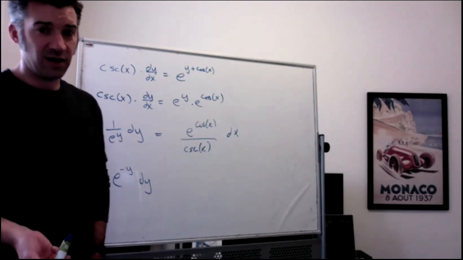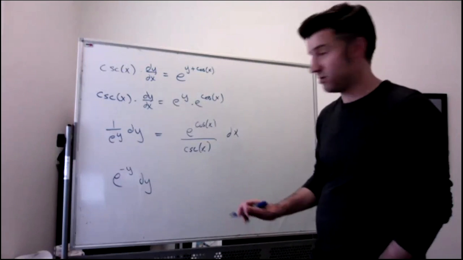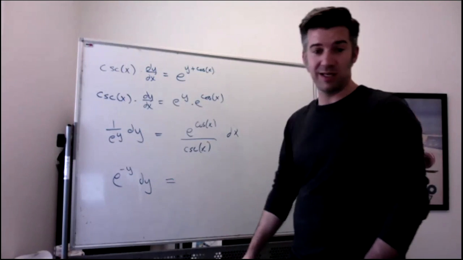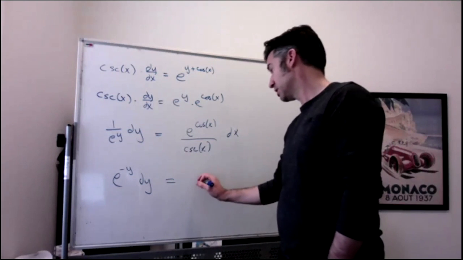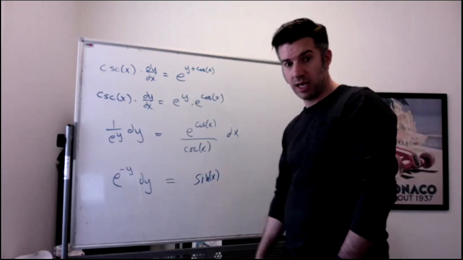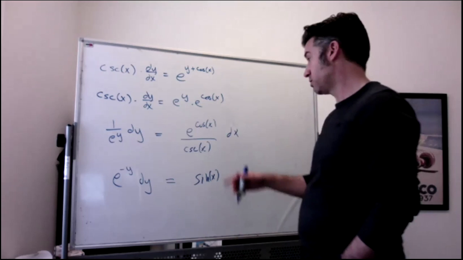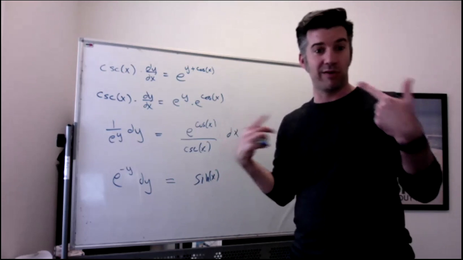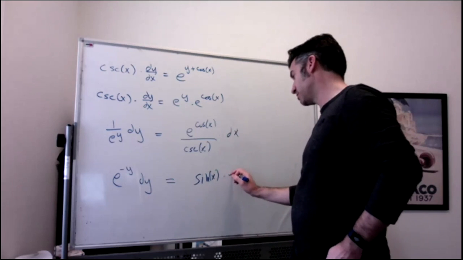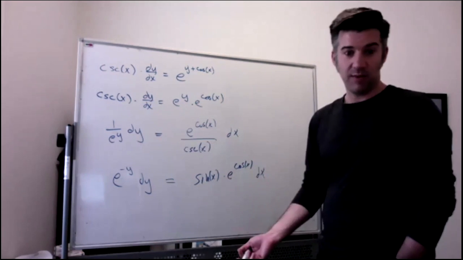And dividing by cosecant is the same thing as multiplying by what? Right, cosecant is the reciprocal of sine. Sine, definitely not cosine, it is just sine. So cosecant is 1 over sine, secant is 1 over cosine. So you get sine of x times e to the cosine of x dx. And now we're going to integrate both sides.